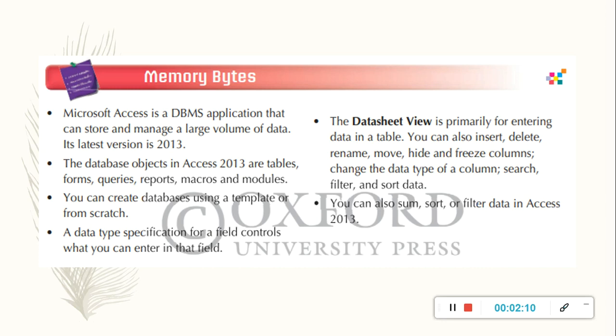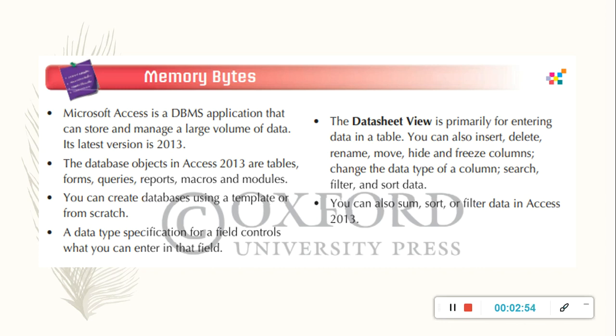Then a data type. Next you have a data type: a specification for a field, which controls what you can enter in that field. Next is the datasheet view, which is primarily for entering data in a table. You can also insert, delete, rename, move, hide and freeze columns, change the data type of a column, search, filter and sort data. You can also sum, sort and filter data in Access 2013. All the summary will be given in the memory byte. You need to learn all these.